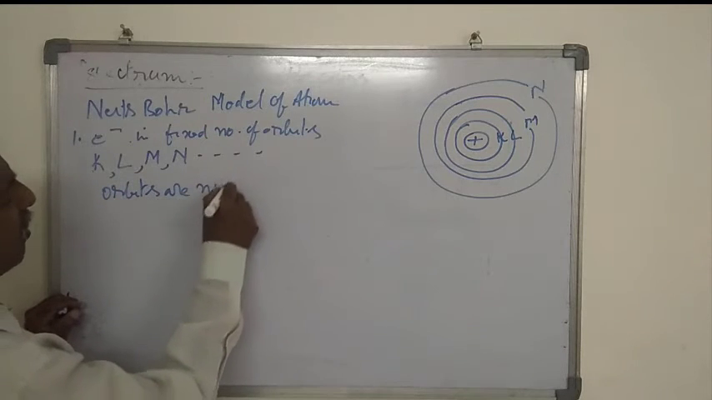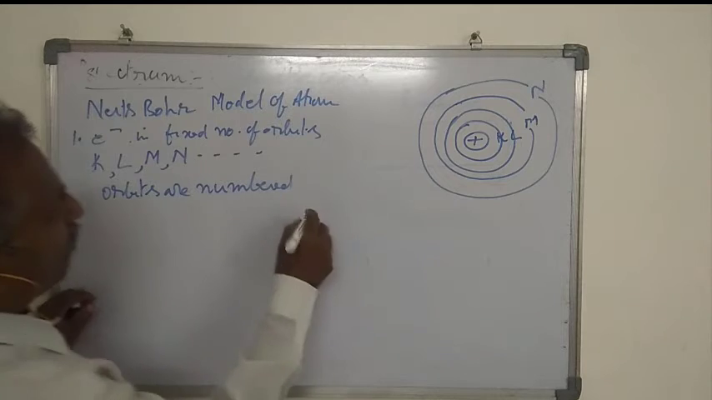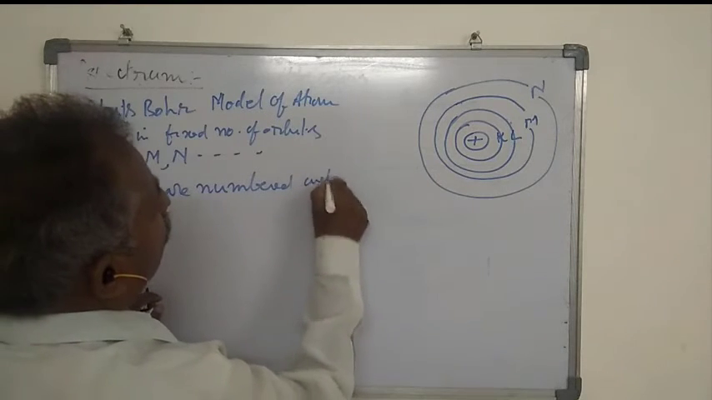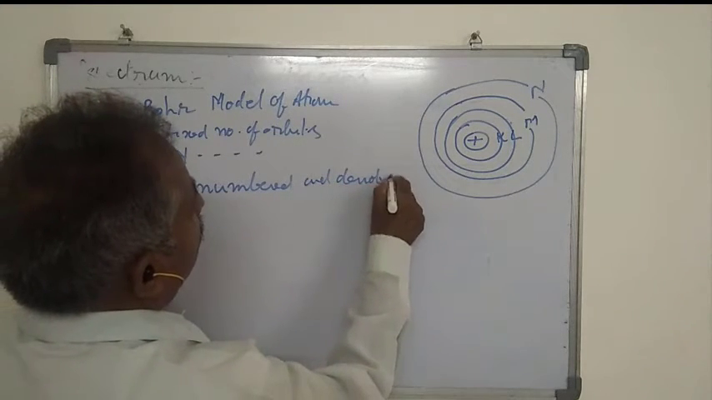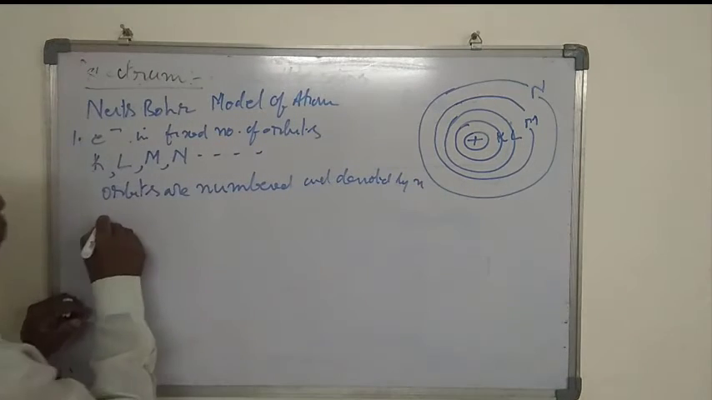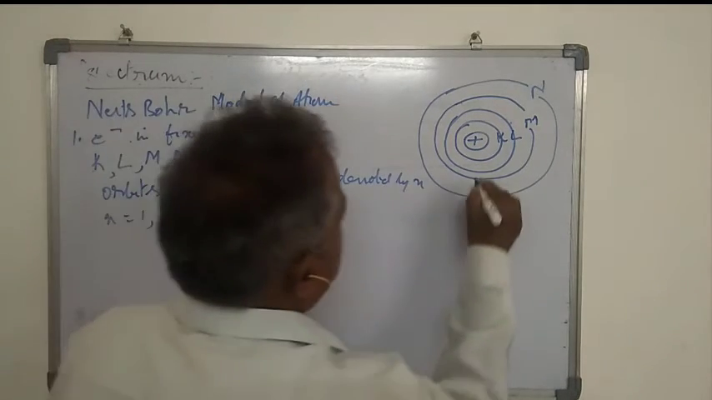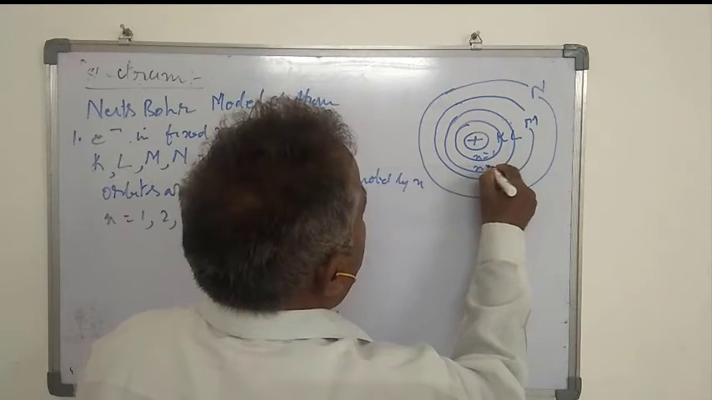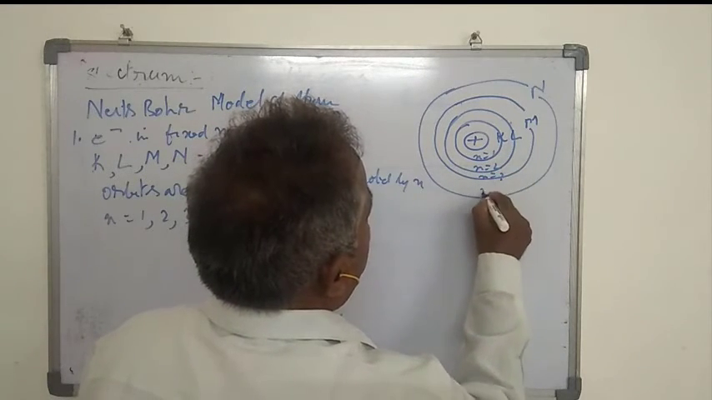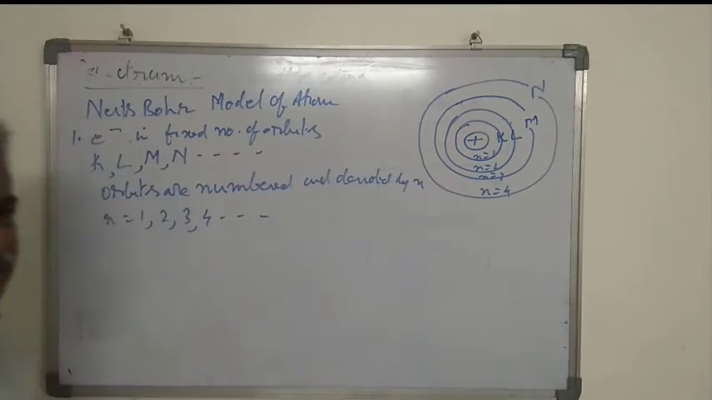Orbits are numbered and denoted by N. So N equal to 1, 2, 3, 4 and so on. This is N equal to 1, N equal to 2, N equal to 3, N equal to 4, etc.